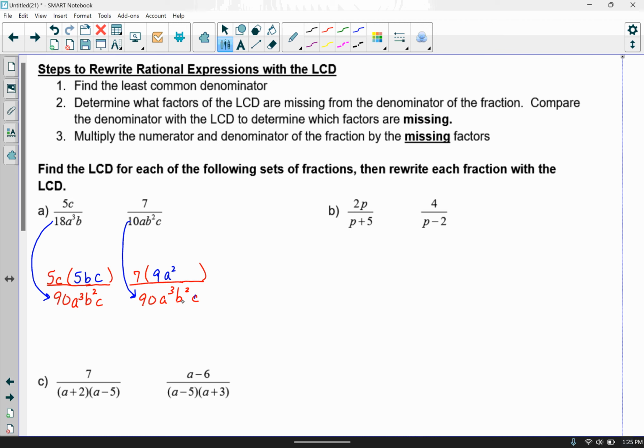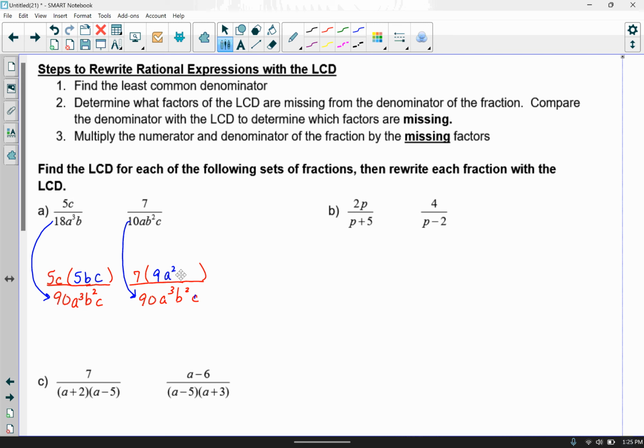I went from b squared to b squared, so that's good, and c to c, so I'm good there, okay? Here's what you can do to check yourself. At this point, if you were to reduce and cross out everything that they had in common, you should get back the original, what you started with.